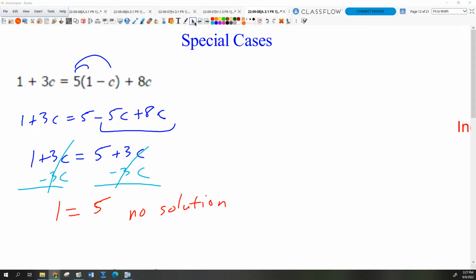So the terminology that goes with that, we would say that that is an inconsistent equation, right? It's inconsistent because there is no way to ever get a value of the variable that's going to make it true. Okay, so when you do the assignment and you're looking at examples of special cases, this would be labeled an inconsistent equation.